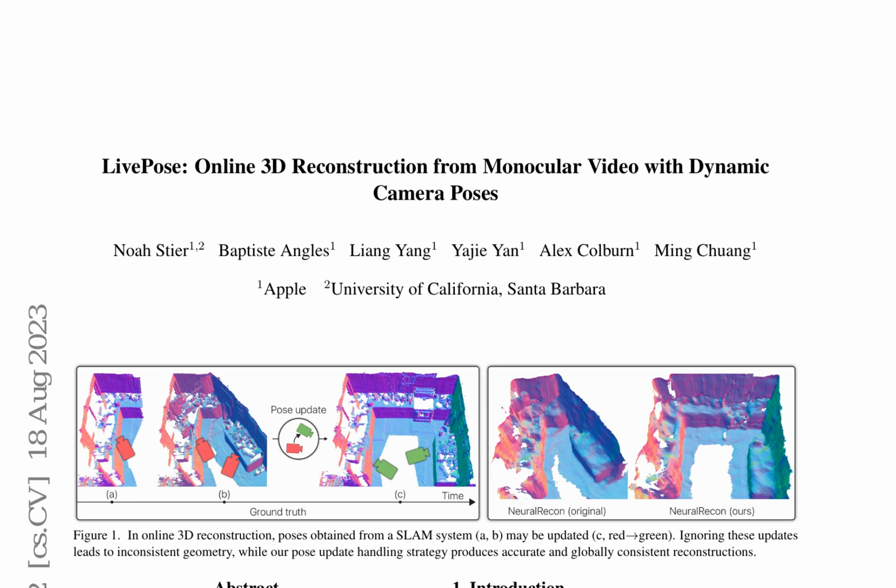In online 3D reconstruction from monocular video, current methods rely on static camera pose estimates, which is unrealistic in real-world scanning scenarios. This paper tackles the problem of dense online reconstruction from dynamically posed images, where poses obtained from a SLAM system may be updated, leading to inconsistent geometry if not handled properly.